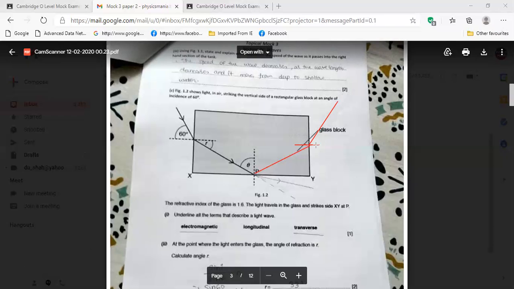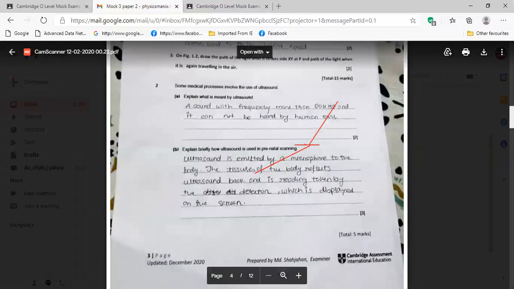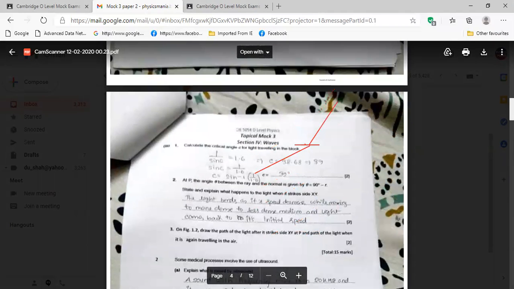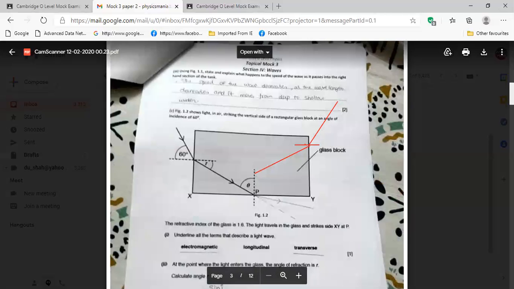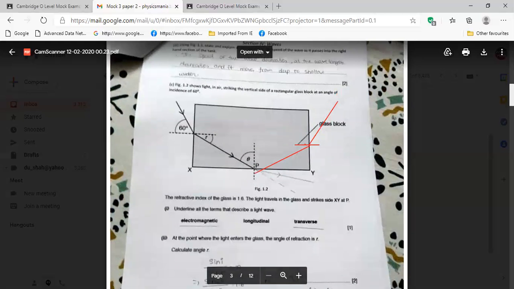Is it clear now? Yes, sir. Now it's clear. So the ray will again go out with the same angle, 60 degree. That is called the angle of emergence. So the angle of emergence is always equal to the angle of incidence in the first surface.